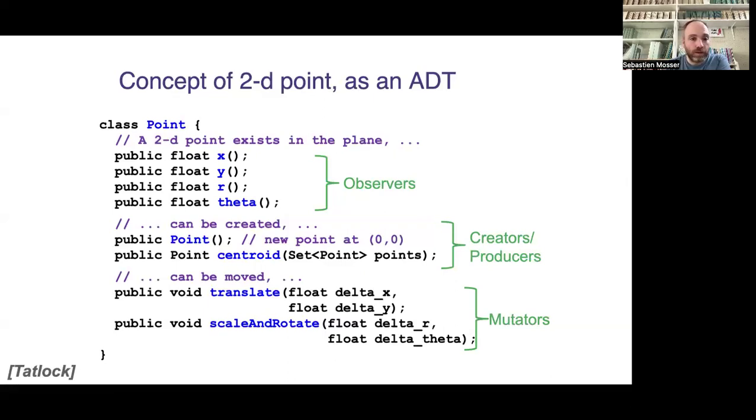But the point here is that I've never told you how the centroid computation works. I've never told you how the translation works. I've never told you how the scale and rotate work, all those kinds of things. I don't care now. I'm just expressing what my object is capable of. That's the concept of abstract data type.